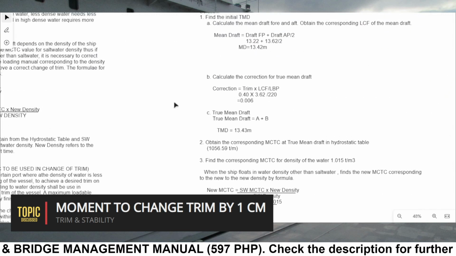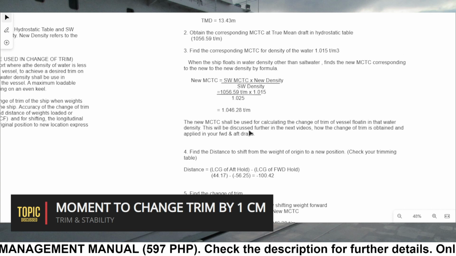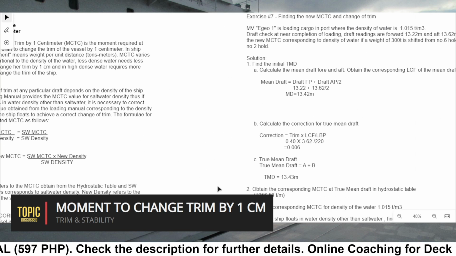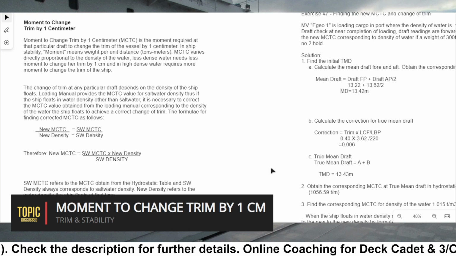In the next videos, we will explain further how this can be applied in your calculations on board the ship. So again, I'm ending my video here.